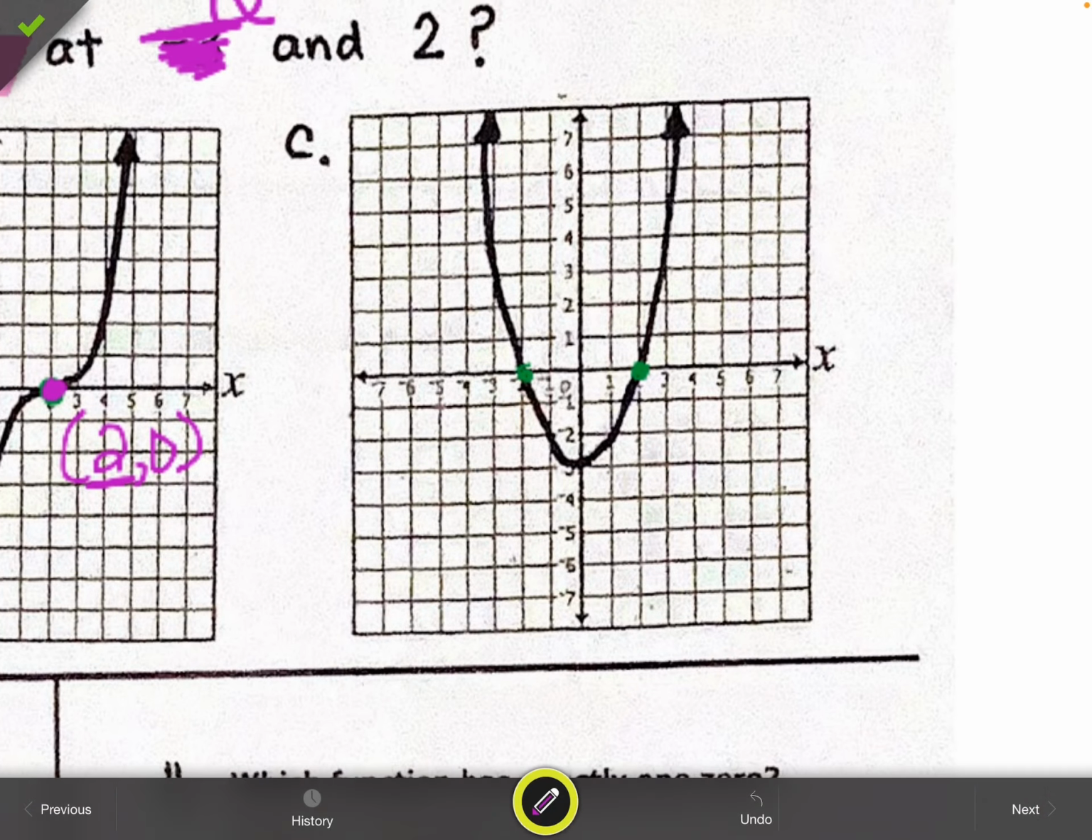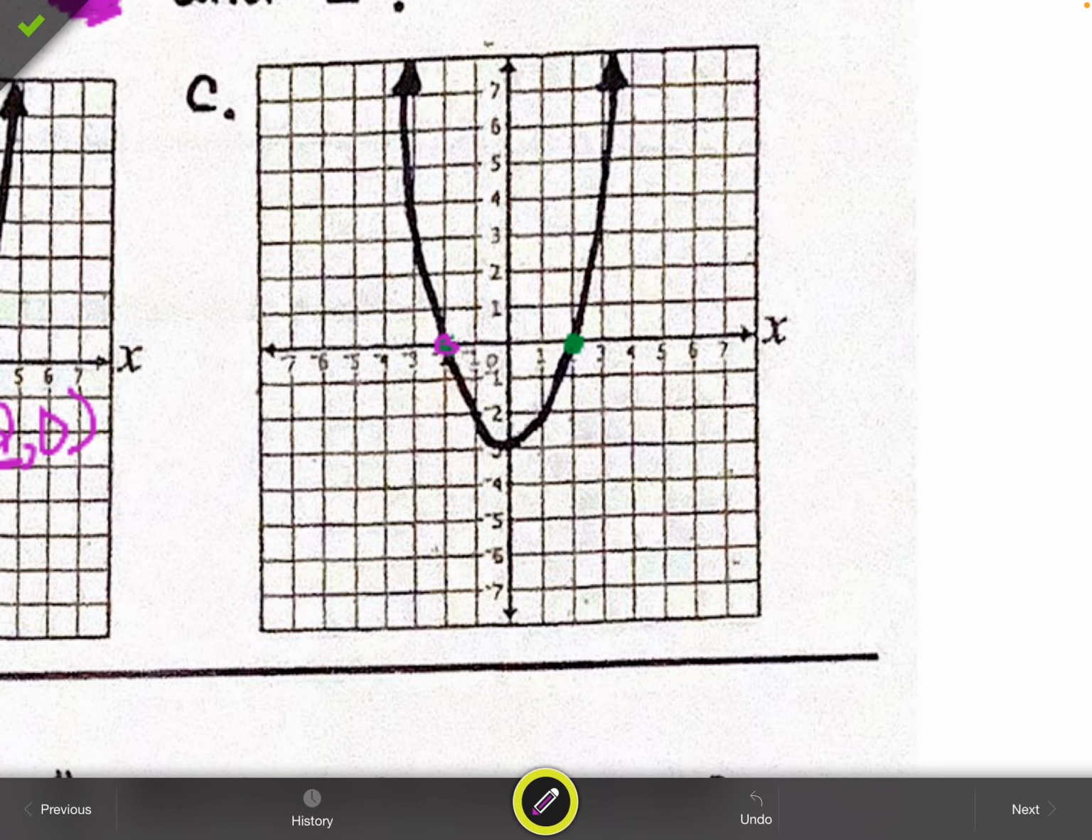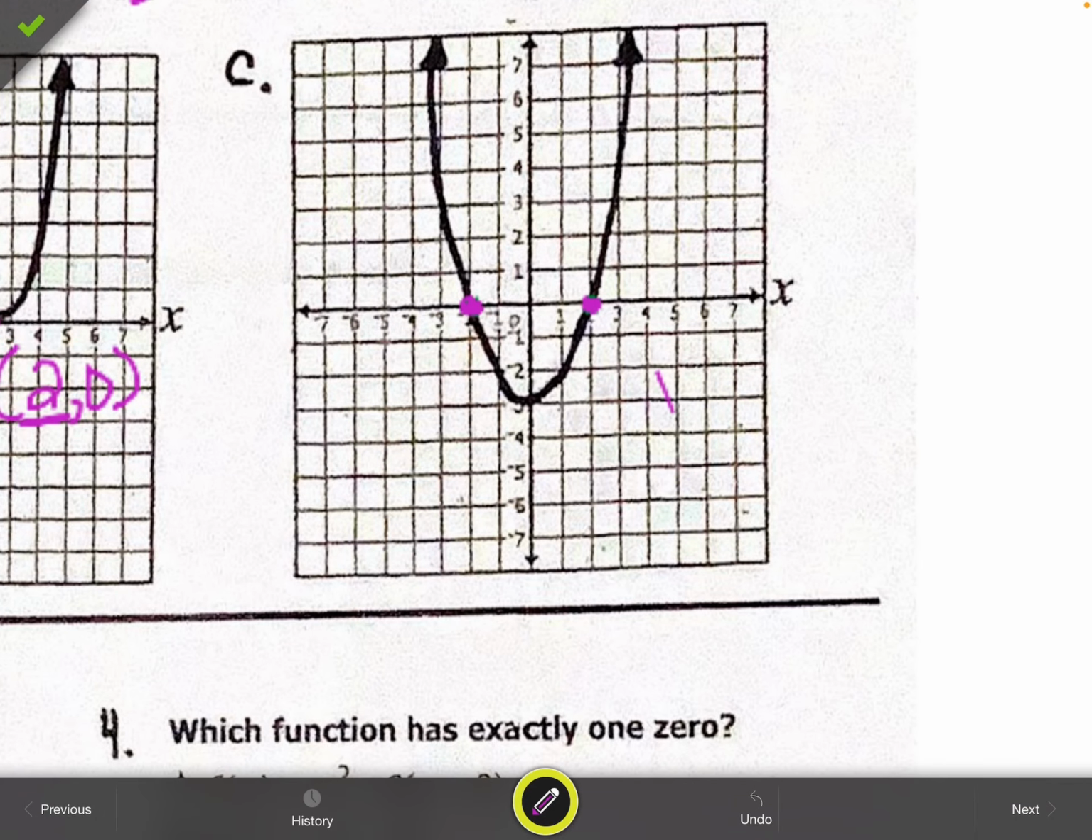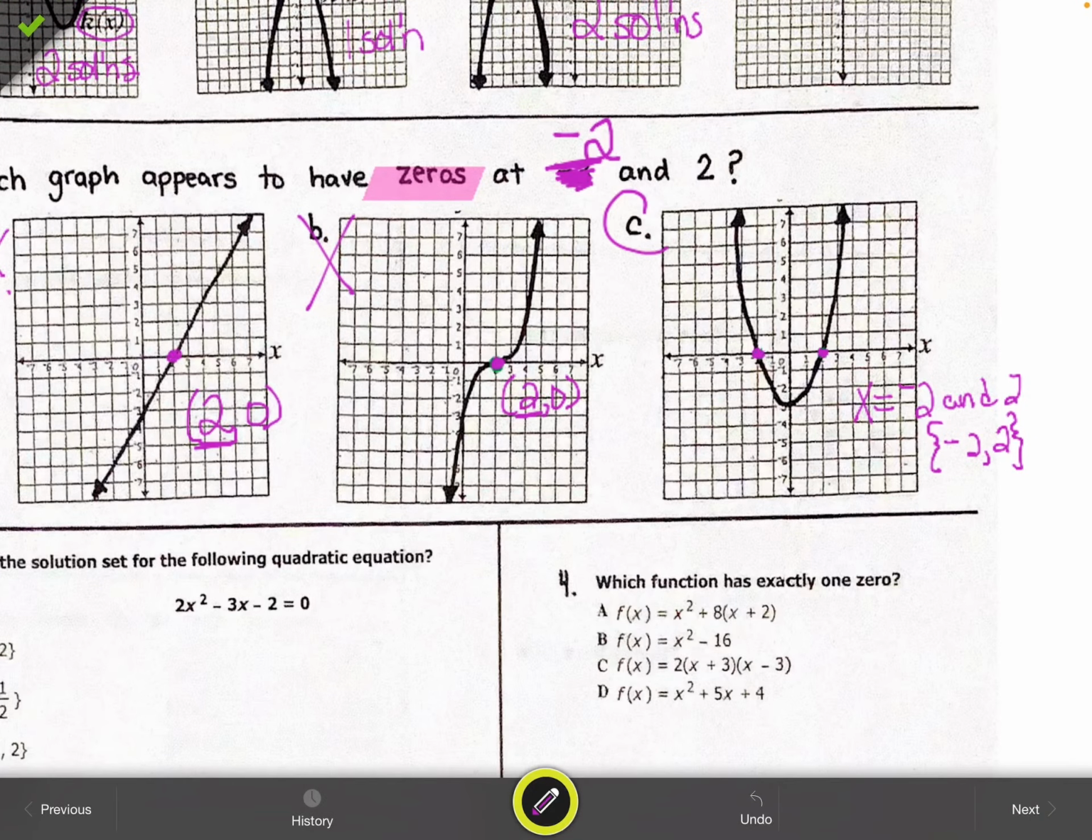So let's look at C. And so I look here, -2, 2. And again, if I wanted to write them as an ordered pair, I could put (-2, 0) and (2, 0) on the graph. But this does have 2 solutions. The way we'd write it with the quadratic is x equals -2 and 2. You could also use your set notation. -2. What's my other answer? 2. But that would be C. It has zeros, also known as x-intercepts, at -2 and 2.